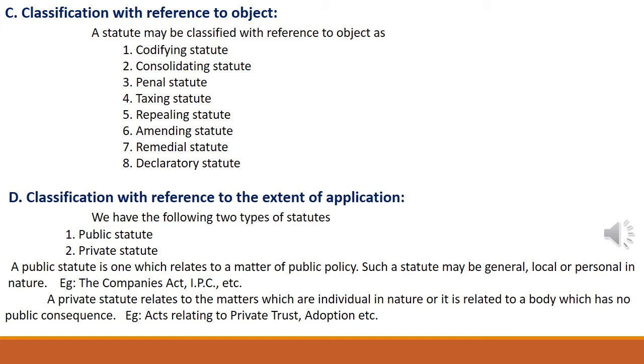A public statute is one which relates to matters of public policy, and the statute may be general, local or personal in nature, like the Companies Act, the Indian Penal Code, IPC, CRPC. These are classified under public statutes. A private statute relates to matters which are individual in nature and related to a body which is not of public consequence, like acts relating to private trust and adoption. These all belong to private issues and this is a private statute. So, these are the bases of classification of the statutes. What are the four bases of the classification? We have classification with reference to duration, method, object and extent of applications.